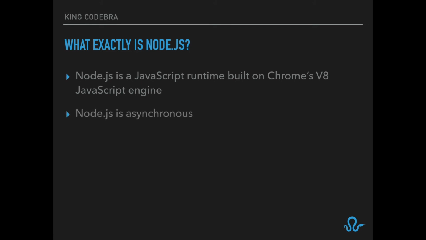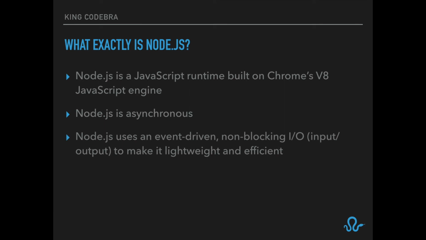Node is asynchronous. Asynchronous programming means that you can let your code do several things at the same time without stopping or blocking your main thread. This leads to a much better user experience because your program doesn't act like it's frozen while waiting for a task to be completed. Next, Node uses an event-driven, non-blocking I/O, or input-output, to make it lightweight and efficient.